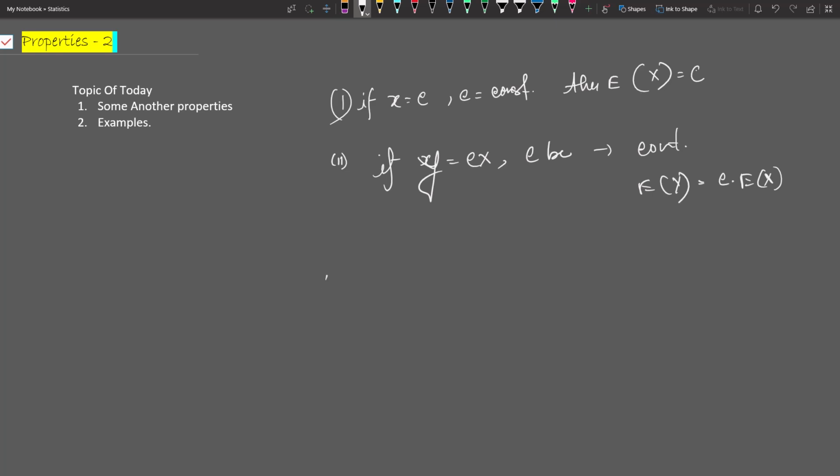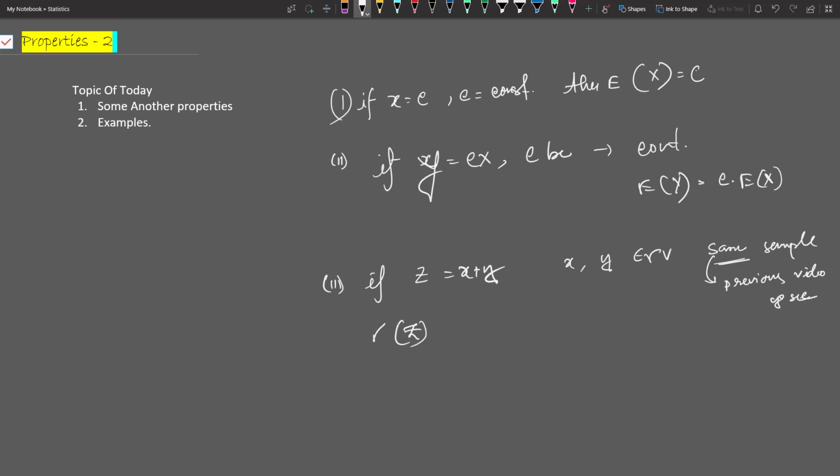And number 3: if Z is equal to X plus Y, where X and Y are random variables from the same sample space. Why the same sample space is important, I have discussed in a previous video. Go and see. Defined on the same sample space, then expectation of Z is equal to expectation of X plus expectation of Y.